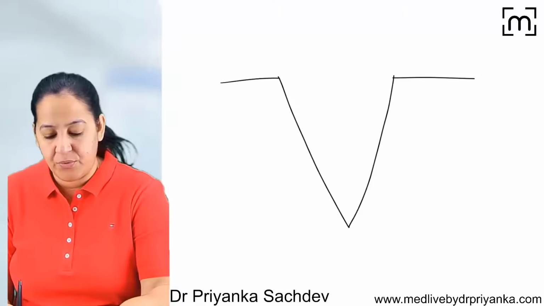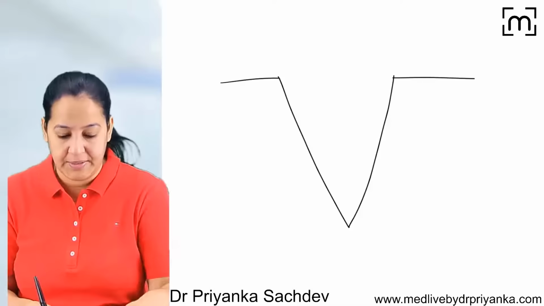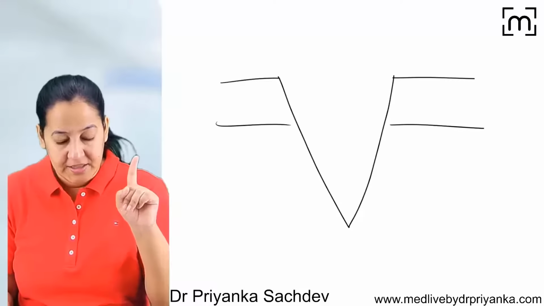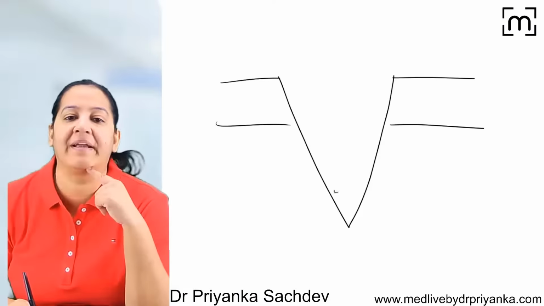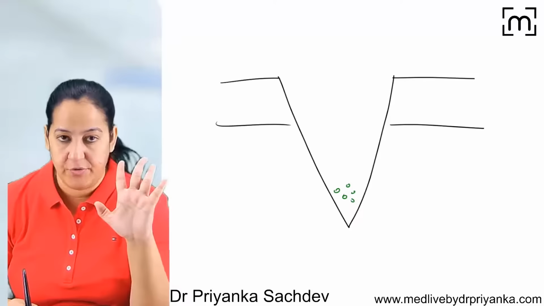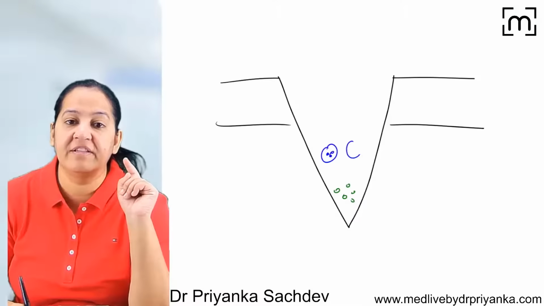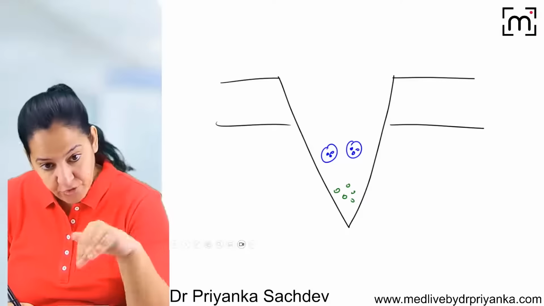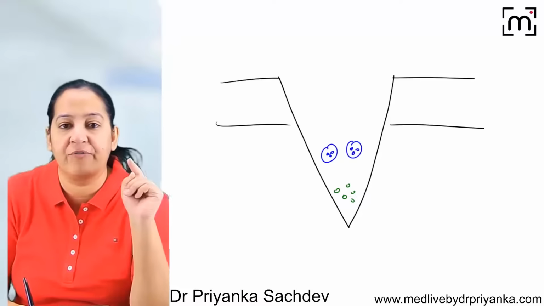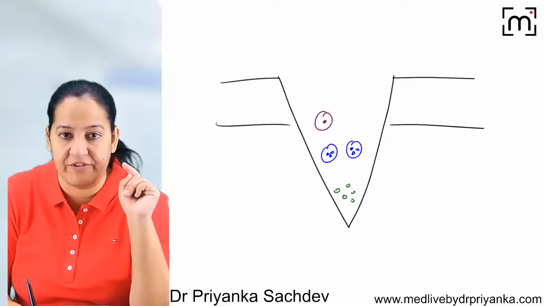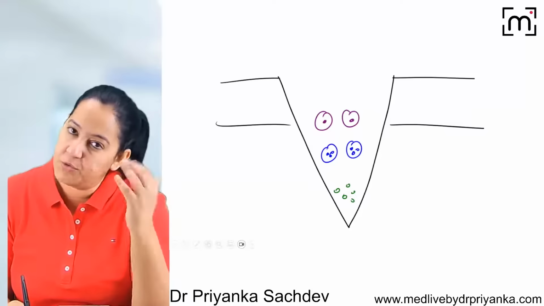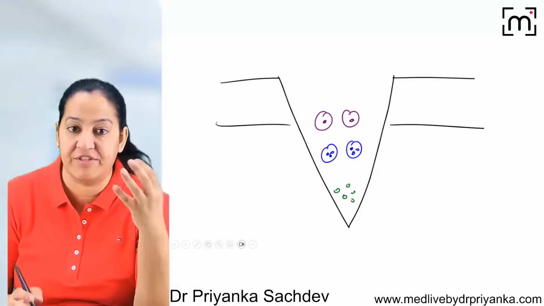So the first cell which was coming as soon as there is the injury was the platelet. It was forming the clot. Now the second cell which was coming is the neutrophil within the first 24 hours. The neutrophils were replaced by macrophages. After 24 hours, 24 to 48 hours, the third cells were macrophages.